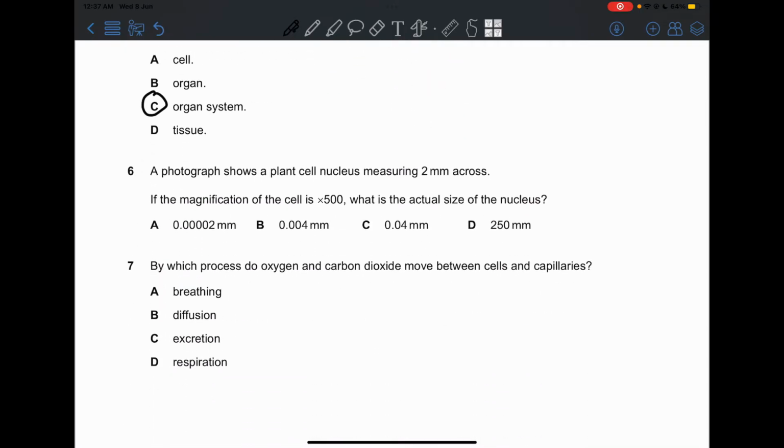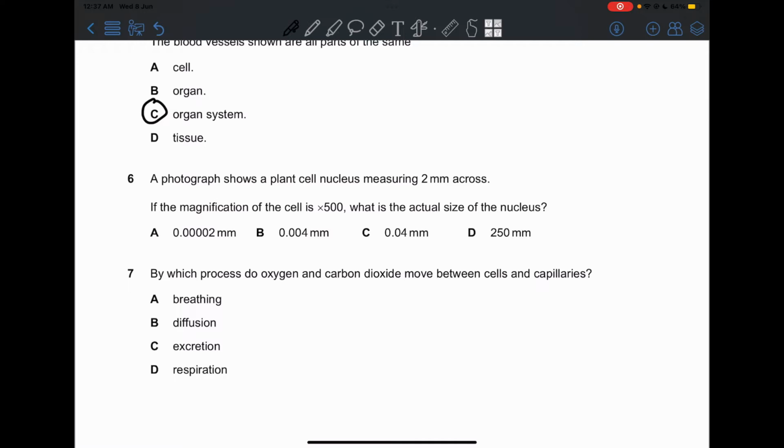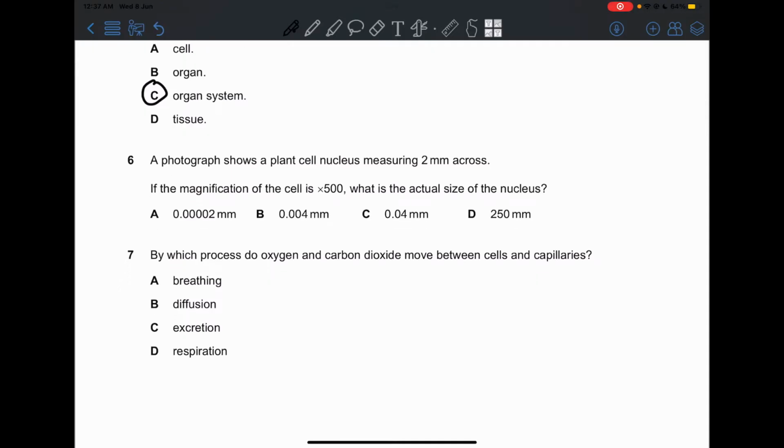Number 6, a photograph shows a plant cell nucleus measuring 2 millimeters across. If the magnification of the cell is 500, what is the actual size of the nucleus? Now, whenever a question comes like that, you can use a triangle method. If you have other methods, you can do that, but this is the fastest method that I like to use. It is the I am triangle.